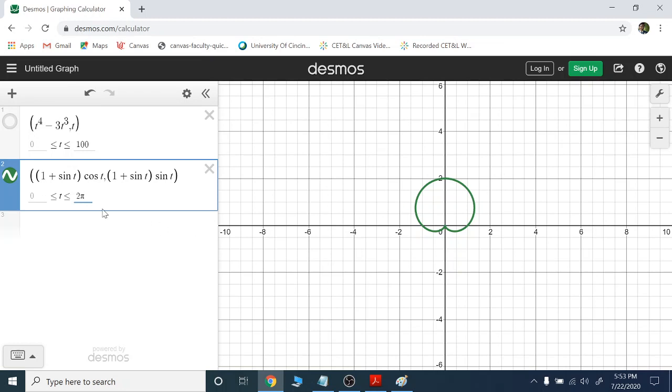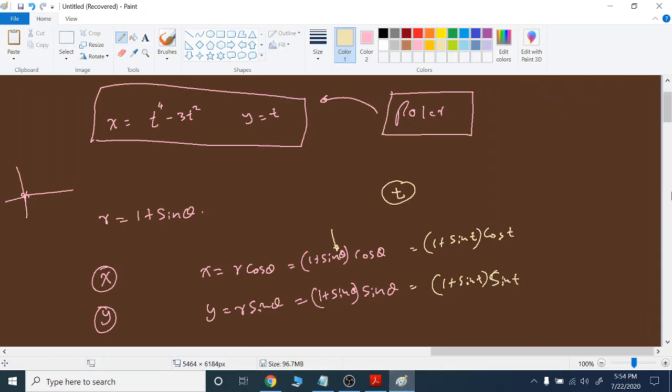But now suppose you need to draw it from 0 to pi by 2, then we just have to write pi by 2, right? And how about pi? See, it completes this kind of a half circle. And if it is 3 pi by 2, it will complete the rest. So likewise, you can draw all the polar curves written in a parametric format like this. And this is 2 pi.